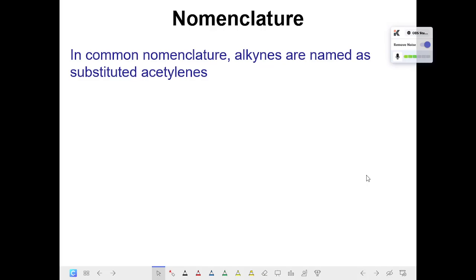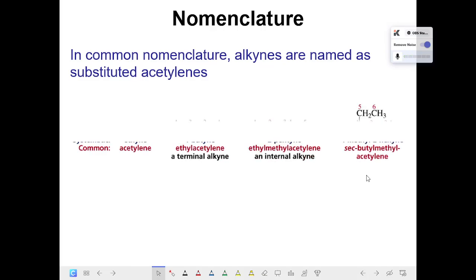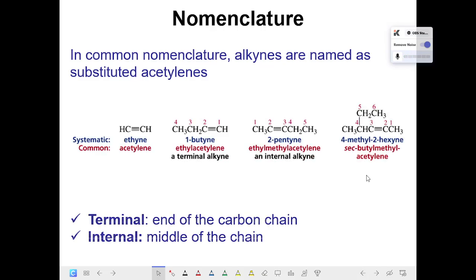The next topic will be on nomenclature. But since I already discussed this last time, I will be skipping this. Okay? But I would like to emphasize here the terms terminal and internal alkynes. So when we say terminal alkynes, the triple bond is located or positioned at the end of the carbon chain. So, on the other hand naman is internal, the triple bond is located elsewhere, maybe in the middle of the chain. So, sige, i-discuss na lang din natin ng mabilis.